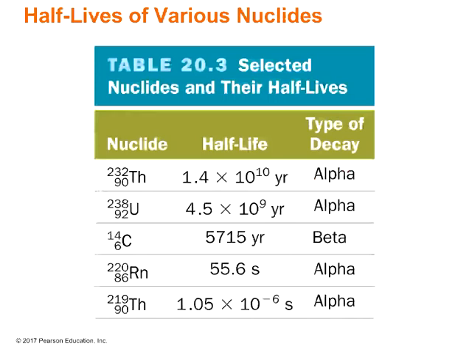And then uranium also has a really long half-life, at least uranium-238 does. Carbon-14, which we'll talk about later in more detail, has a half-life of 5,715 years, and it goes through beta decay. So its half-life is a little shorter. Now, radon-220 has a half-life of 55.6 seconds.